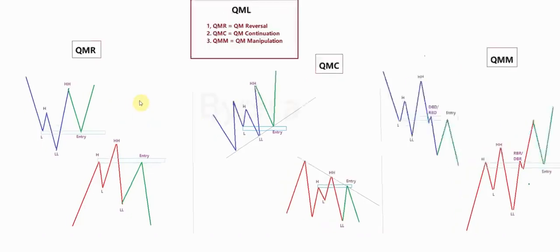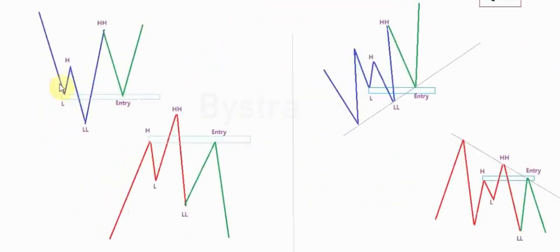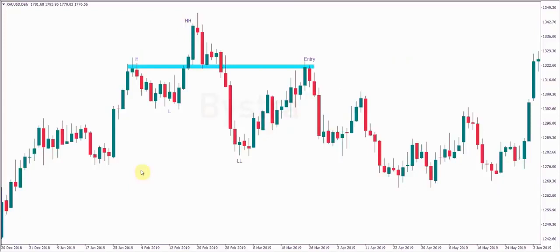So QM reversal is QMR, but you have to memorize the structure. Okay, it's very easy. We have low, high, lower low, and higher high. Then where's the entry point? The entry point is at the left shoulder. Price usually retraces to the left shoulder of the QM. And then price came back and continued to fly. Same as here, for sell, we have high, low, higher high, lower low, and then price came back and continued to fall.